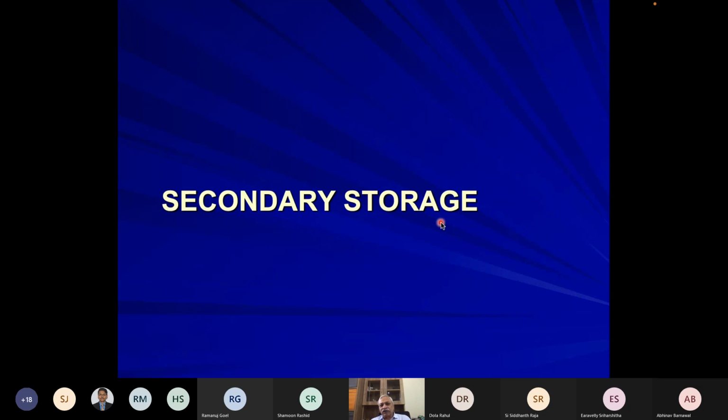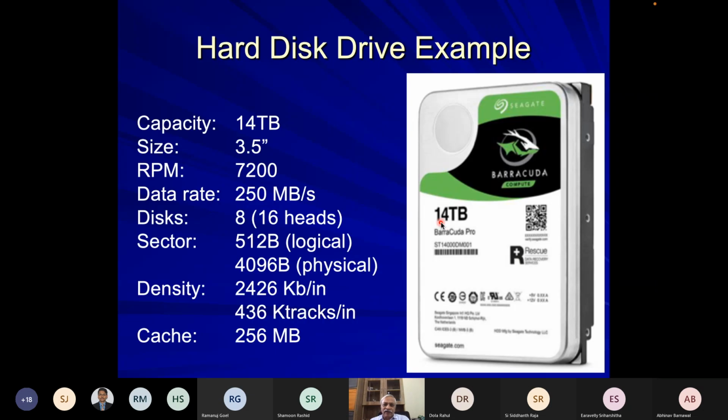Okay, so this was some idea about buses. Let's look at specific peripheral devices, a hard disk drive, and we look at a solid state drive also. This is just an example of the specification of how things would be specified.